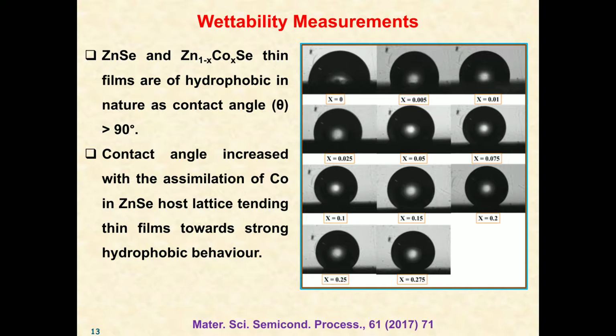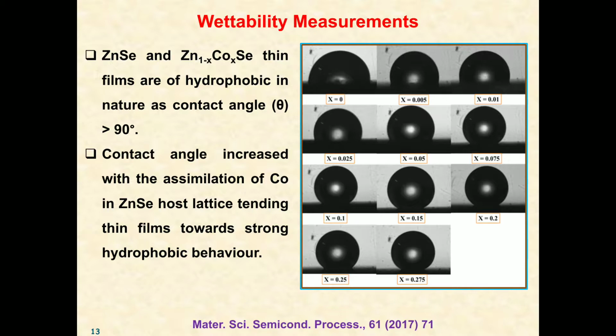To evaluate the wetting behavior of the films, images of the contact angle theta of a water droplet on films of different compositions x were measured and are shown in the figure. It is clear that the droplets are nearly spherical in shape and found to be stable for several minutes. The contact angles were therefore measured for all the samples.